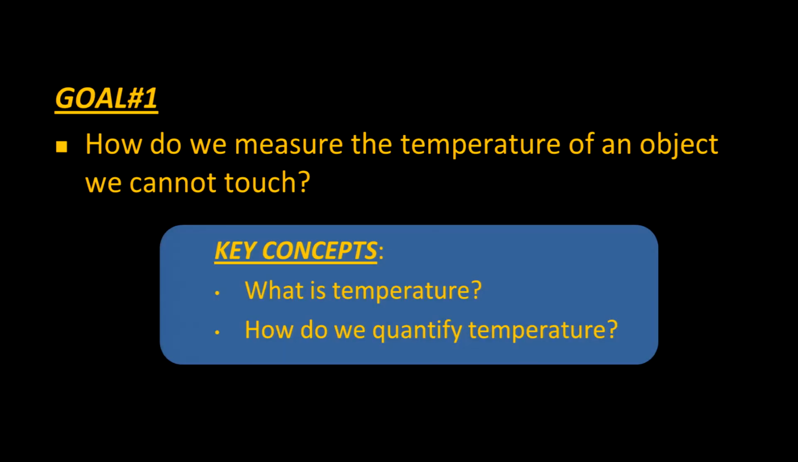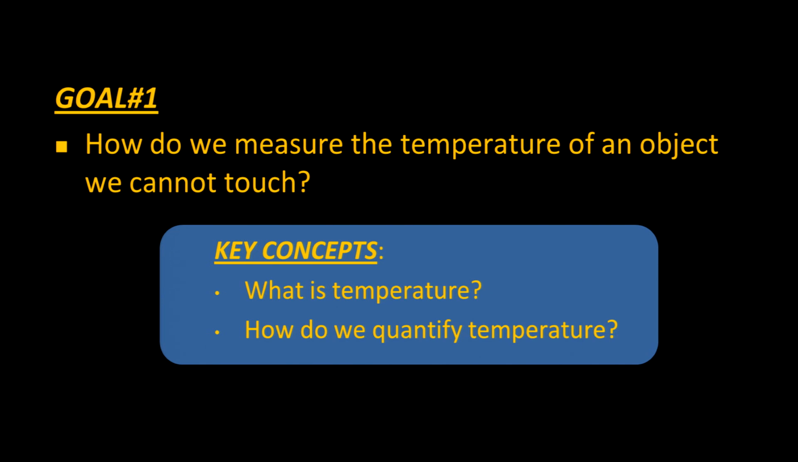So here are the key concepts. The first key concept is we need to know what is temperature. So what is the definition of the concept of temperature? And then related to that is we want to know, how do we quantify temperature? In other words, how do we attach a number to the temperature that we're measuring? You can't simply say things like hot and cold. Hot or cold is a relative term. It's hot compared to something else, or cold compared to something else. So what we actually need is a number that represents the concept of temperature.